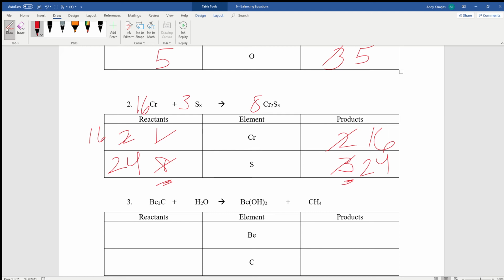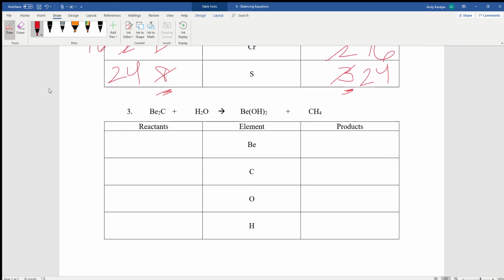All right, let's look at number 3. So 2 berylliums, 1 beryllium, 1 carbon, 1 carbon, 2 hydrogens, 6 hydrogens, and 1 oxygen and 2 oxygens. So where should we start? Well, there's any number of places that we can start, but the easiest place to start is going to be with the beryllium because it shows up in exactly 1 reactant and 1 product.